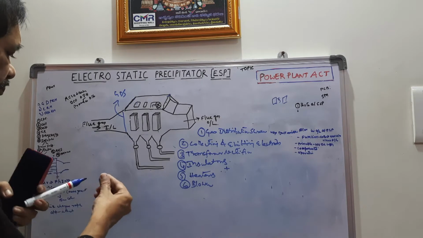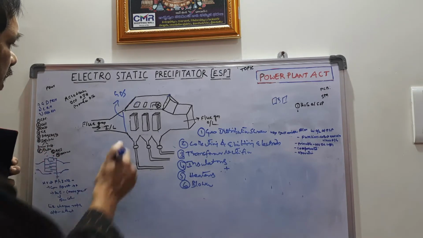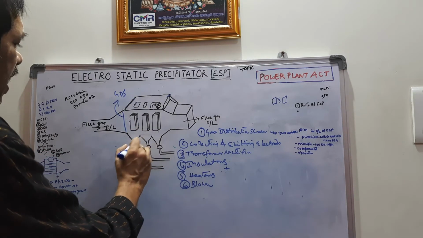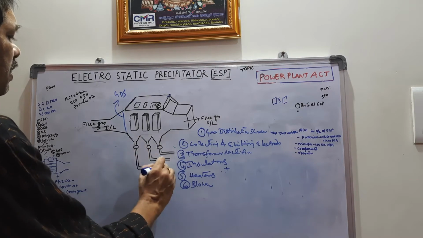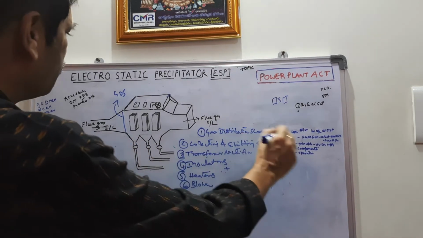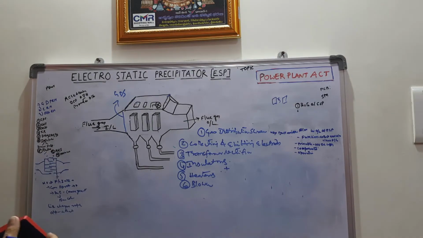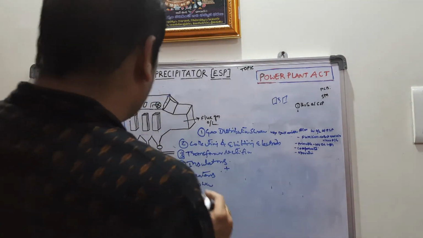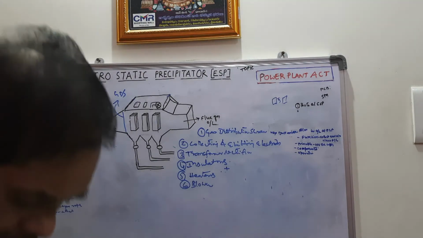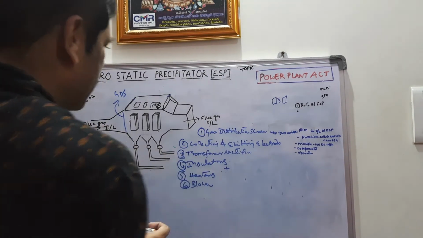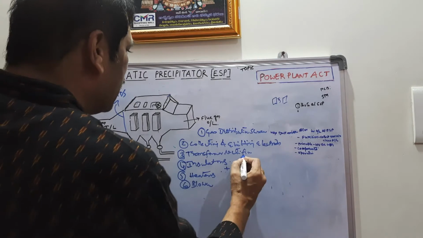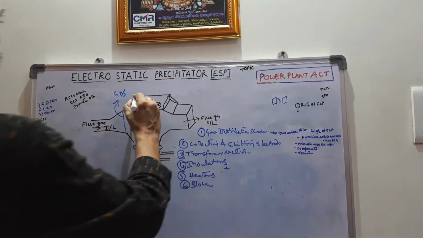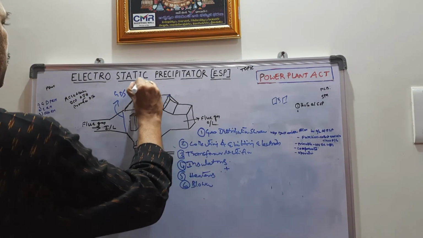This is the hopper of the ESP, where ash is collected, and in time this is conveyed to the silo of the ash conveying system. This is the mechanism by which this ESP works. Okay, this is the collecting electrode. Then come to the transformer. Third one is the transformer rectifier. This is the location of the transformer rectifier.